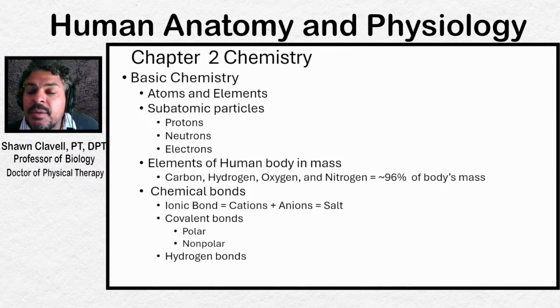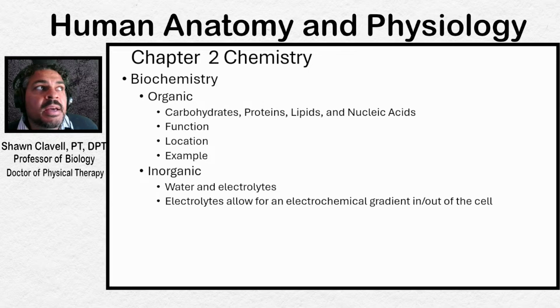Chemical bonds, ionic bonds, covalent bonds, and hydrogen bonds are going to be the keys when it relates to the basic chemistry. The second half of Chapter 2 includes the biochemistry component, so the organic molecules: carbohydrates, proteins, lipids, and nucleic acids.